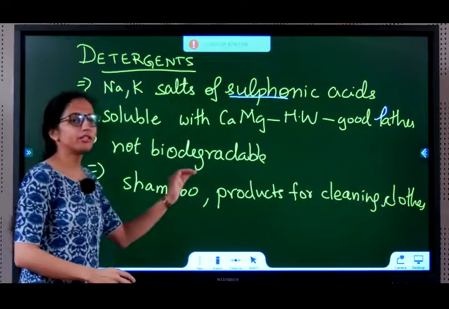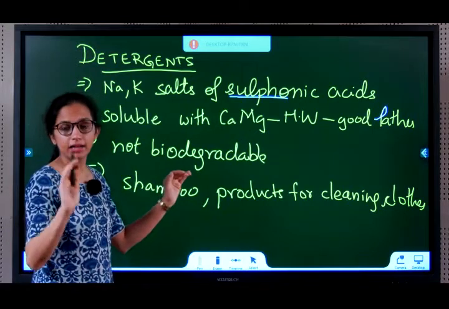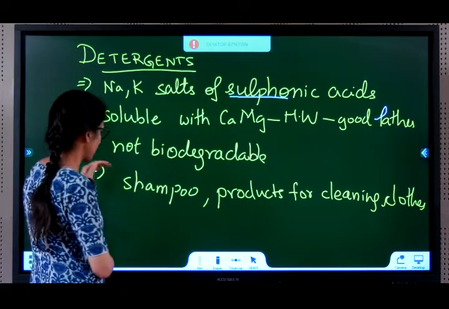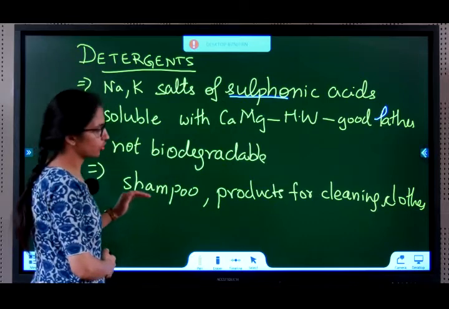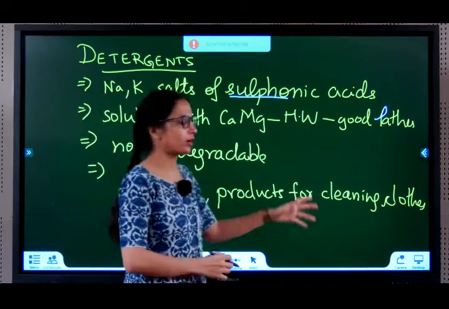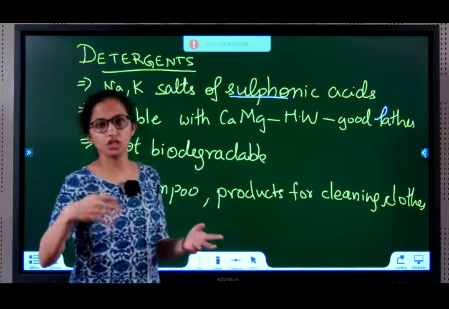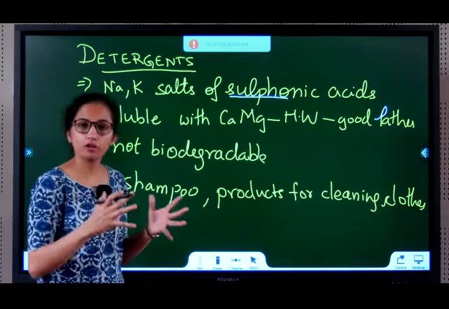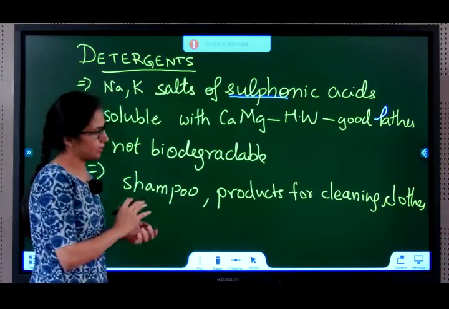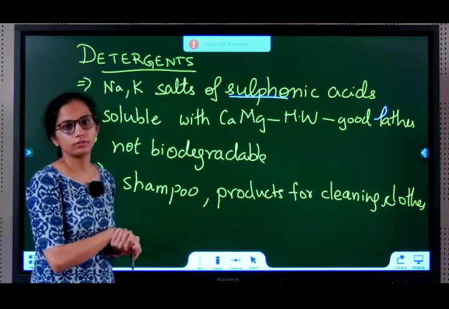Detergents are not biodegradable. They are considered a threat to the environment. They are pollutants. Detergents are used to manufacture soap and even products for cleaning clothes. When you use detergent powder to wash clothes, it forms a lot of foam. So that is about detergents.